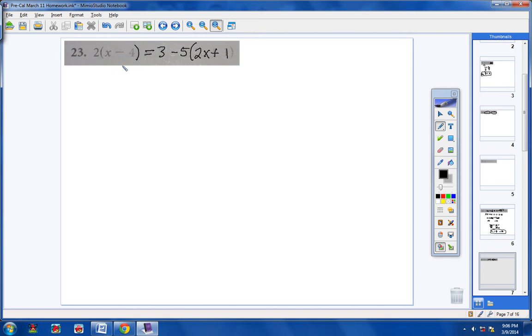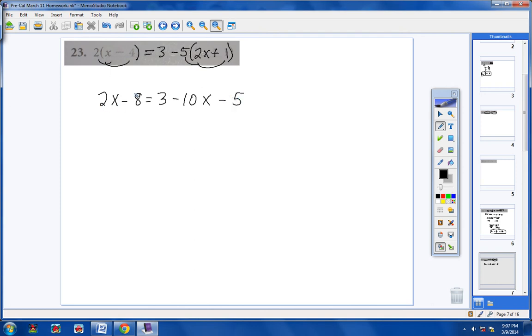Can we simplify the left side? Sure we can. We could take this 2 and multiply it through. 2 times x is 2x. 2 times negative 4 is negative 8. Next, can we simplify over here? Sure we can. Bring down your 3. Then you've got a negative 5 you're going to multiply through this parentheses. So negative 5 times 2x would be a negative 10x, and a negative 5 times 1 is a negative 5.